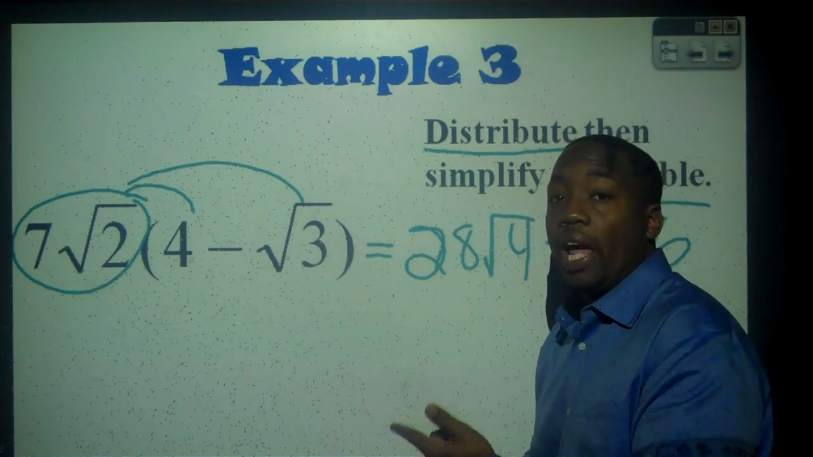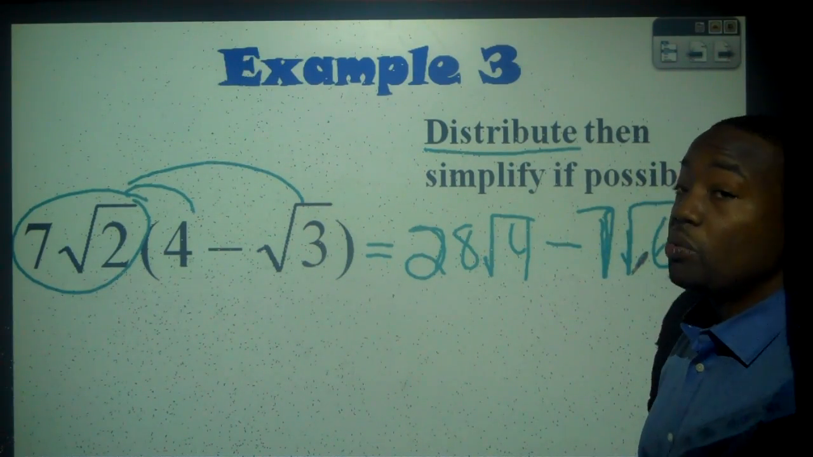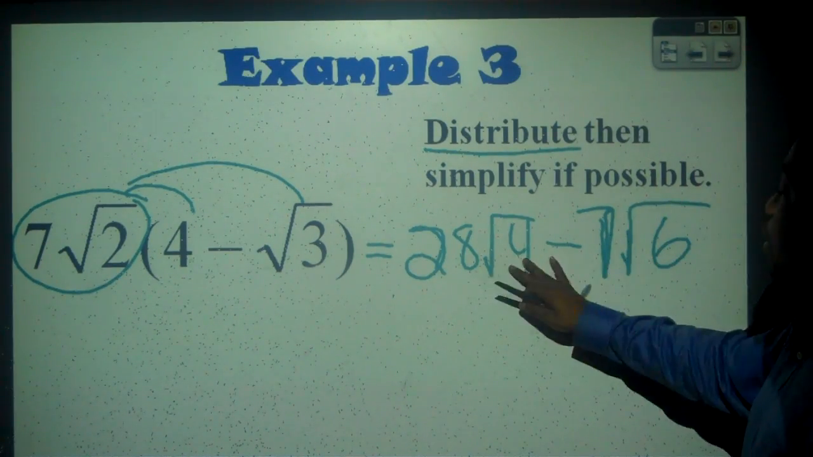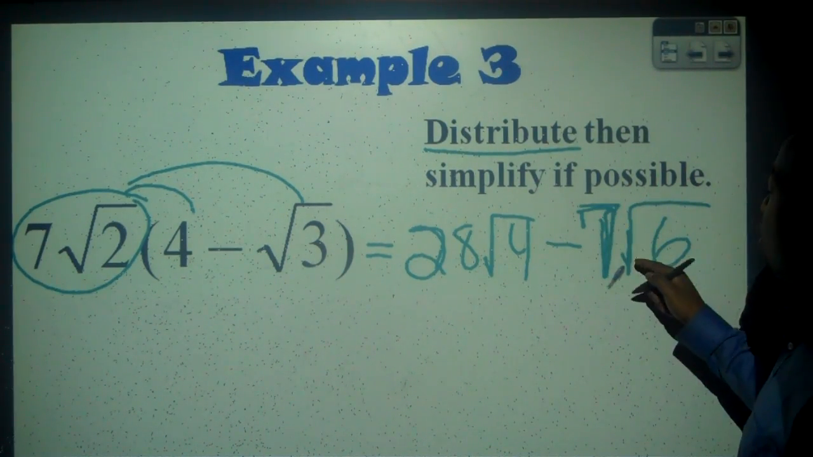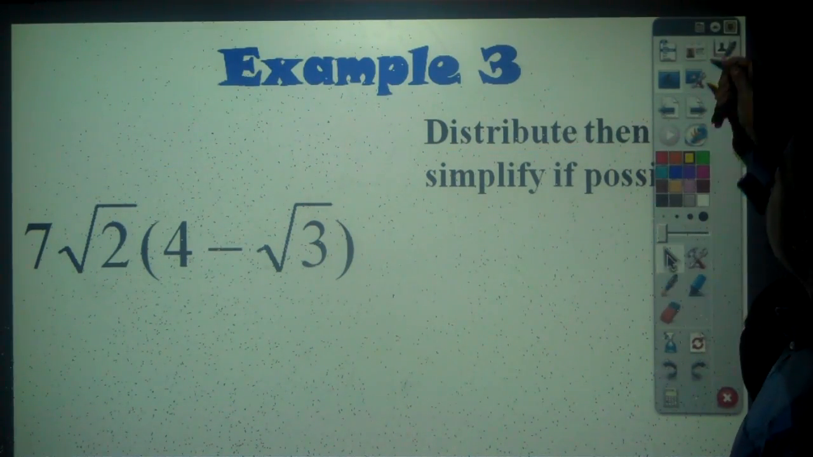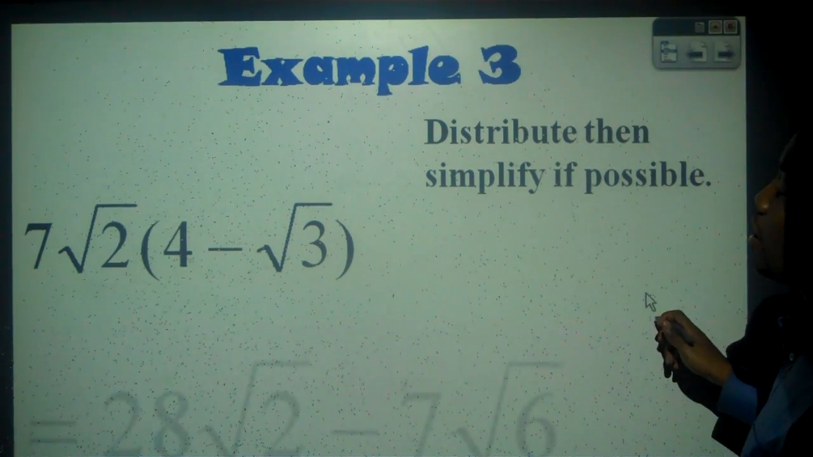Later on, we're going to talk about adding and subtracting, so that will be in the next video that you want to look at. But as of what we know right now, you just leave it like it is. So that's a 7 root 6. Alright? Next, let's jump into dividing.